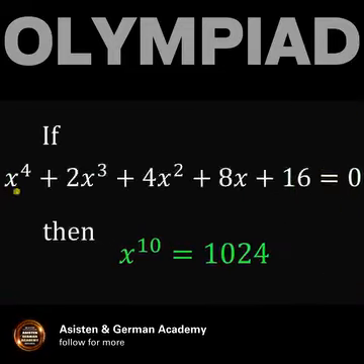Therefore, our answer to this question, what is the numerical value of x raised to the 10th power given this equation, x raised to the fourth power plus 2x cubed plus 4x squared plus 8x plus 16 equals 0, is 1024. And as always, we are done.